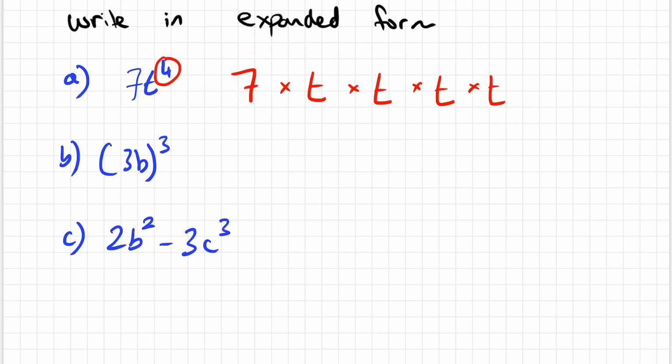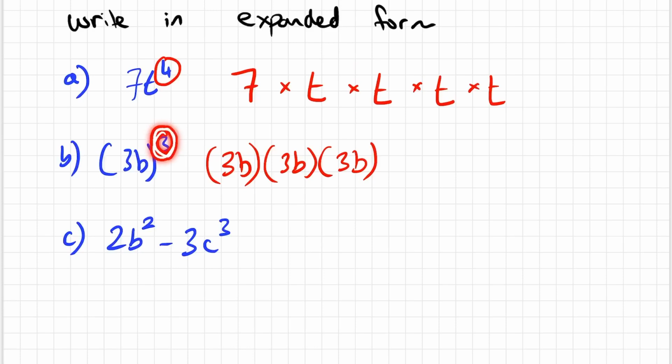Next one, we've got 3b all to the power of 3. Just repeat the bracket. So you've got 3b, and then 3b, and then 3b again. So you're repeating the bracket, because the cube is telling you that you need to multiply this by itself 3 times. So there's 1, there's 2, and there's 3. It's going to be 3 times b times 3 times b times 3 times b. Okay, so you get the gist of this, don't you?